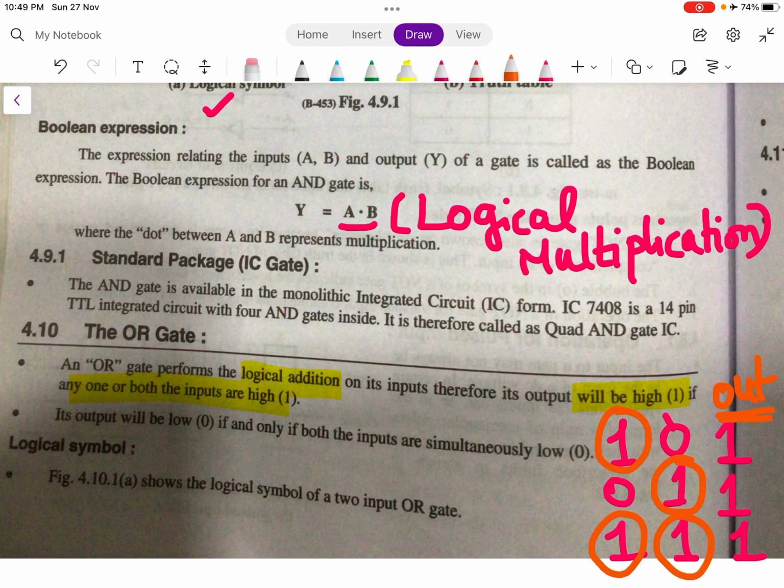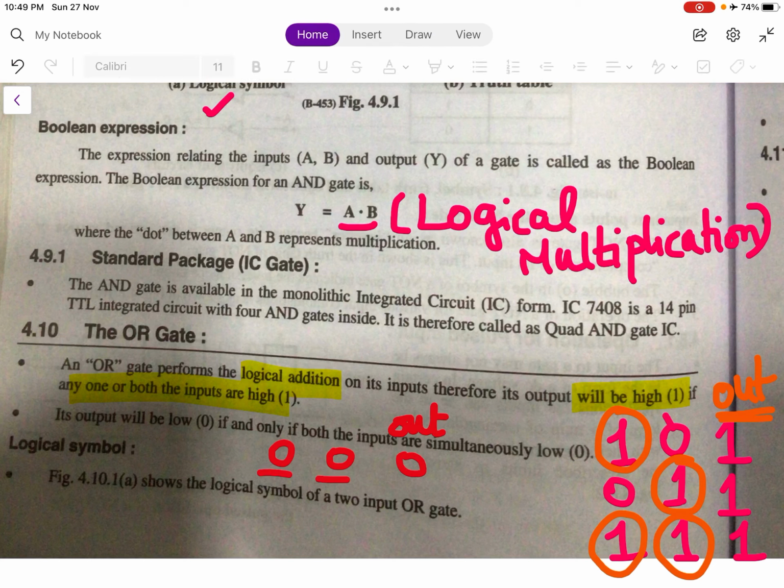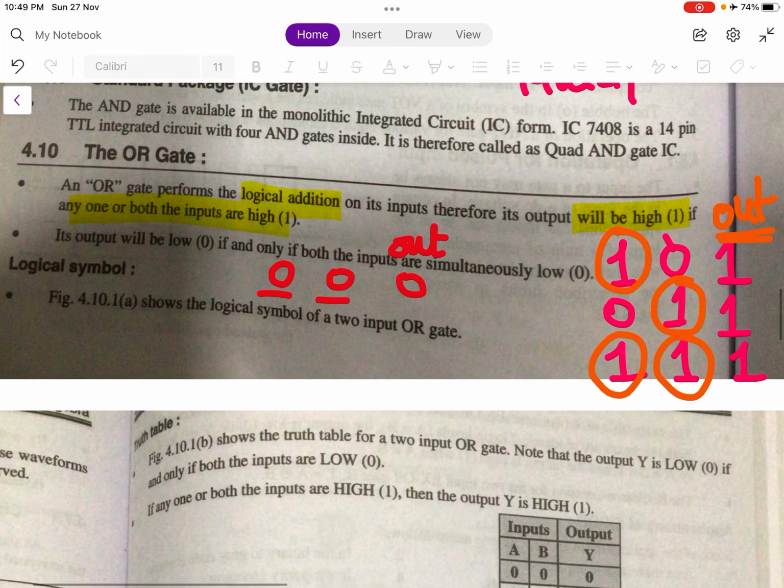Its output will be low, that is 0, if both of the inputs are 0. If it is 0 0, then the output will be 0. So if both are low, then only the output will be low.